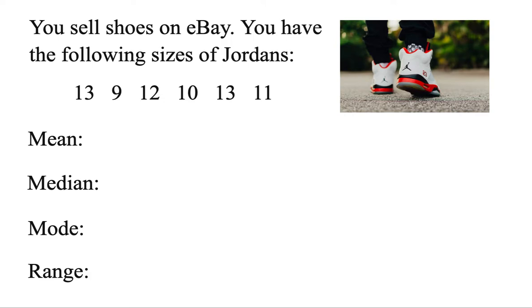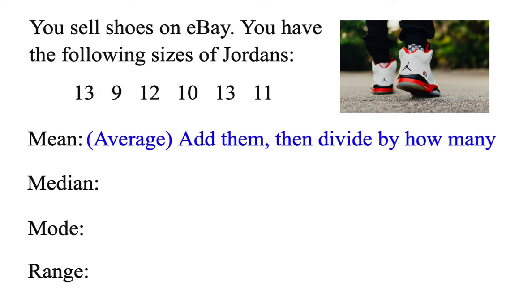Suppose you sell the following sizes of Jordans on eBay, these shoes over here, and you want to calculate the mean, median, mode, and range for the sizes that you have. The mean is the same thing as finding the average. You're going to add up all of the sizes and then divide by how many you have, 6.